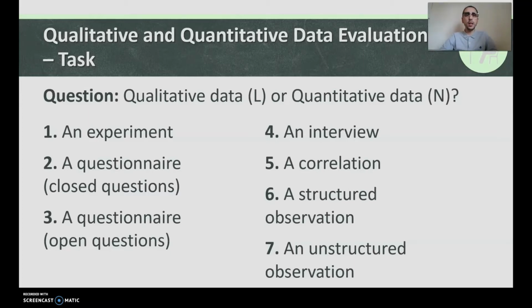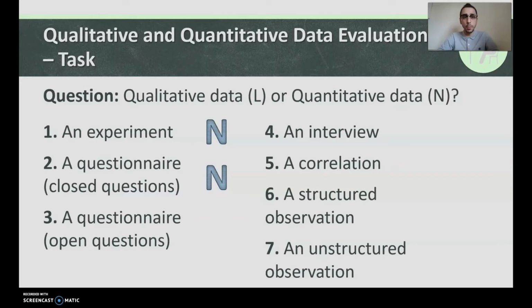Okay, number 1. An experiment. Is that more likely to give you qualitative or quantitative data? Quantitative data. It's up for debate, I reckon, but more quantitative. 2. A questionnaire with closed questions. Qualitative or quantitative? Yeah, closed questions are more likely to give you quantitative data.